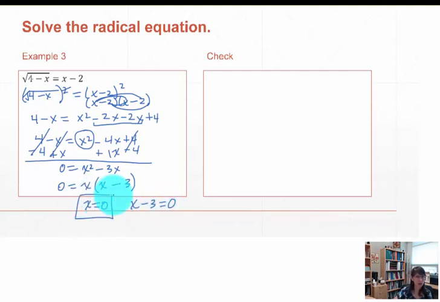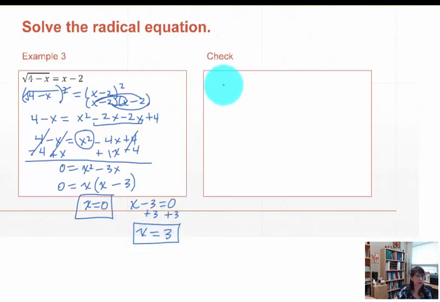So the first one solved itself. Maybe x can be equal to 0. We'll see if that works in a minute. And here we'll add 3 to both sides. So maybe x could equal 3.